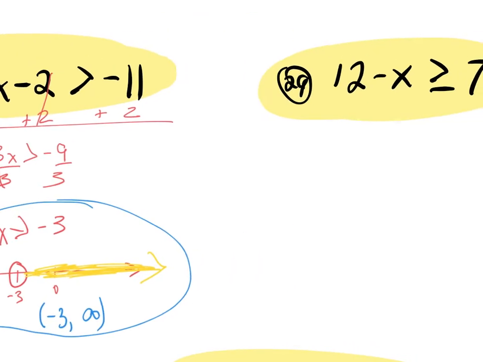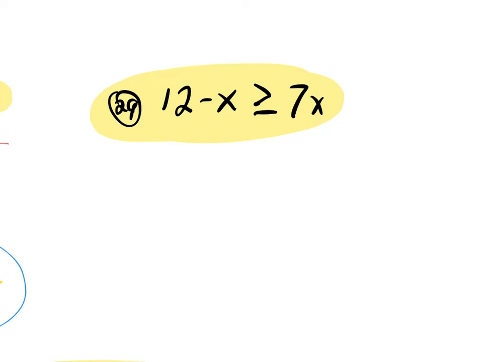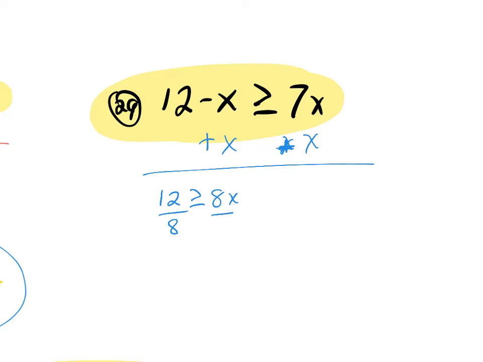Okay, look at the next one. This is the same thing. We still have a linear inequality because x is to the first power. You just want x's on one side and numbers on the other. So it doesn't matter. I'm going to add x to both sides. So I get 12 is greater than or equal to 8x. Divide both sides by 8. And I get, what is this, 3/2? Greater than or equal to x.